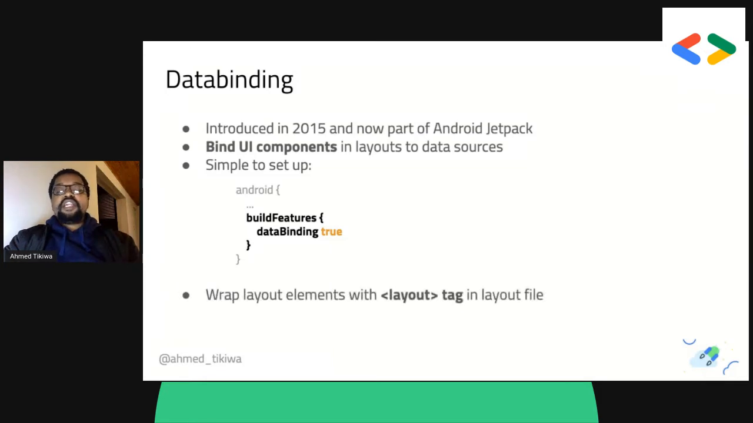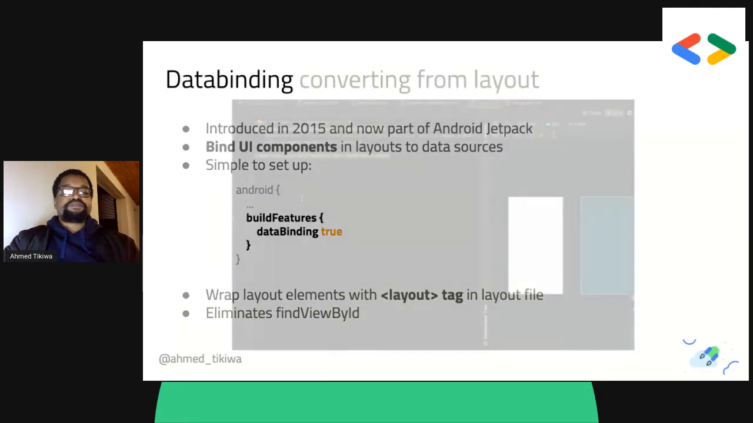And then within your layout, all you need to do is wrap every view within the layout tag, and then it'll automatically pick it up. The benefit of data binding is that you no longer need to do findViewById, which is obviously something you have to constantly do when you need to find your views. This basically eliminates that because it helps connect the view to the source.